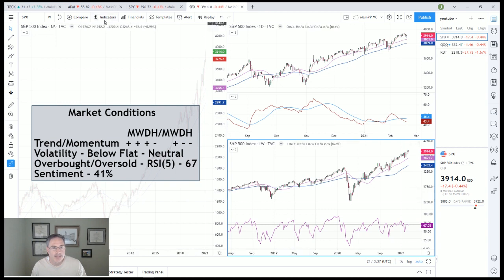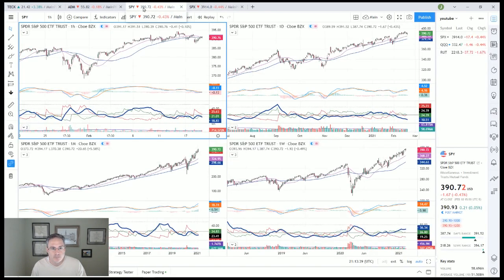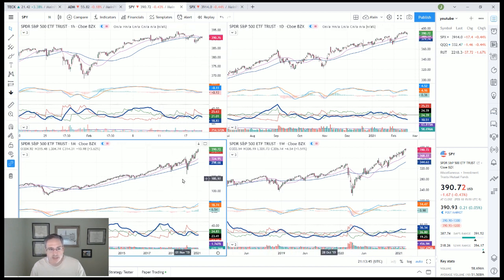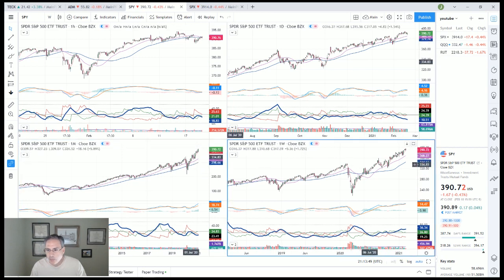Let's go ahead and get into the chart of the S&P now, and not much change in the monthly at all. We're still a little stretched away. Weekly is in good shape. I would really love to see this pull back closer to the 18-week.